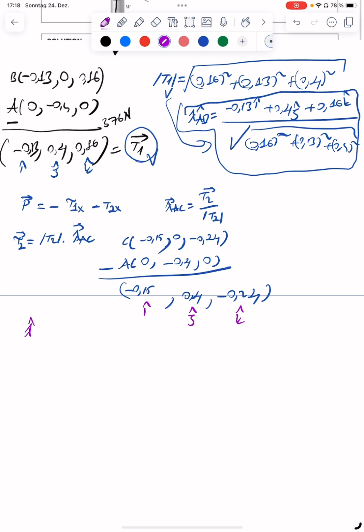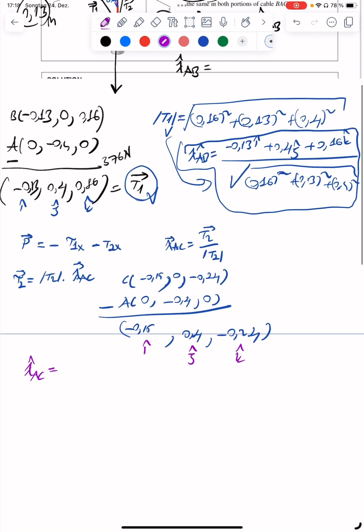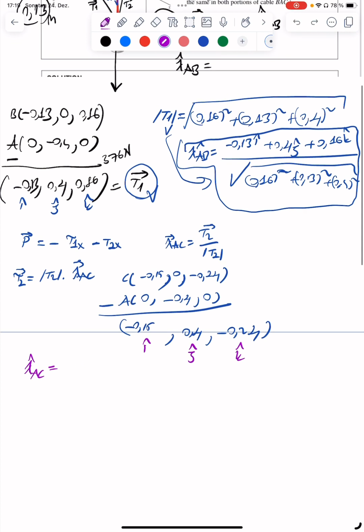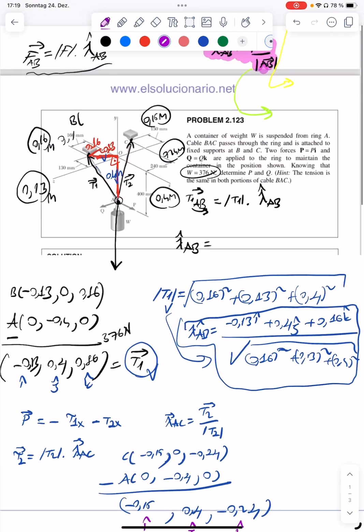Lambda hat AC is equal to the vector T2 divided by its magnitude, in IJK form: I plus 0.4J minus 0.24 K hat, divided by the distance. What is the distance? We must determine the distance.